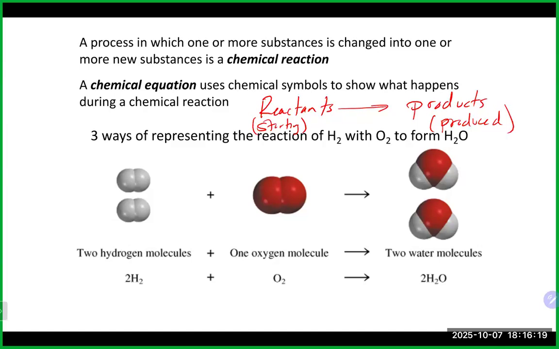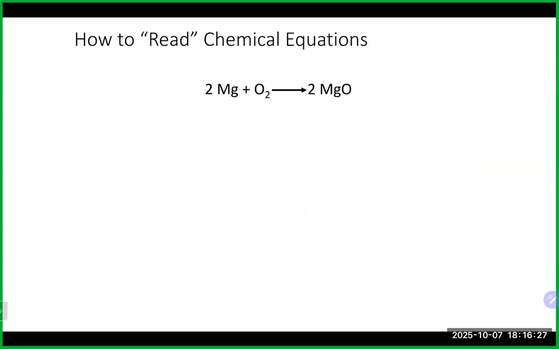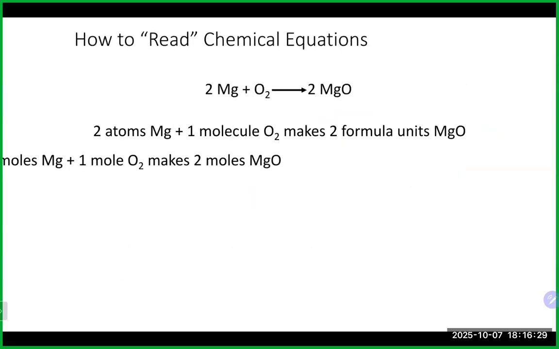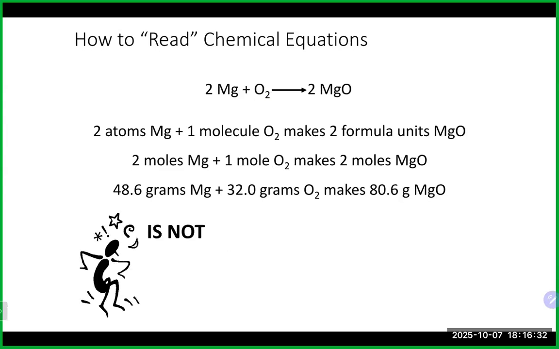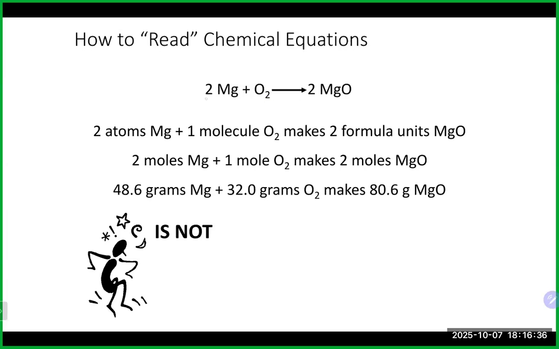So here we have 2 molecules of H2 plus a molecule of O2 makes 2 H2Os. And other things that we sometimes will see in an equation, if we do have it balanced, is we can look at the coefficients as we do in stoichiometry. And again, we could say that those are the atoms of magnesium reacting with 1 molecule of O2. Makes 2 formula units of magnesium oxide.